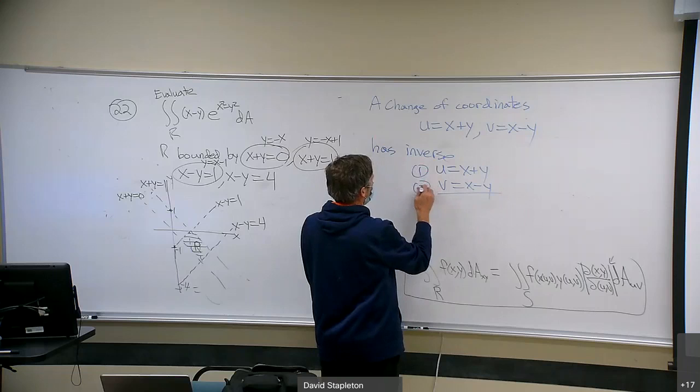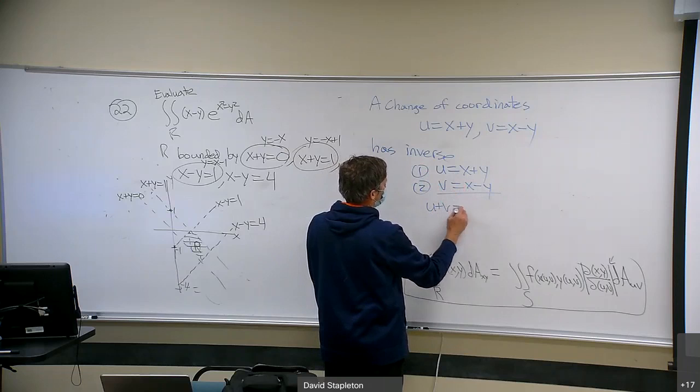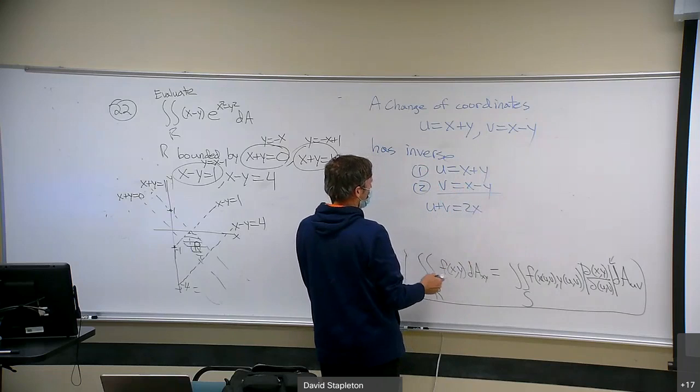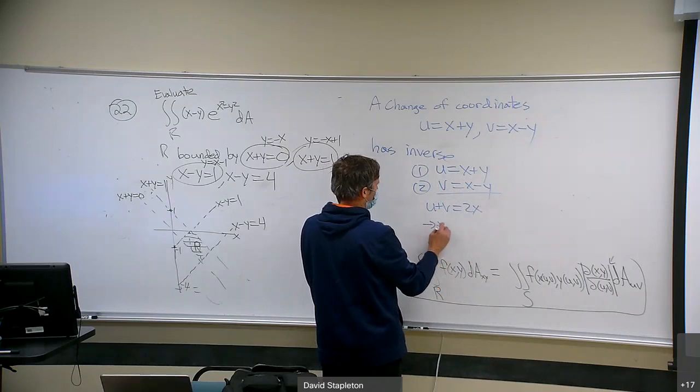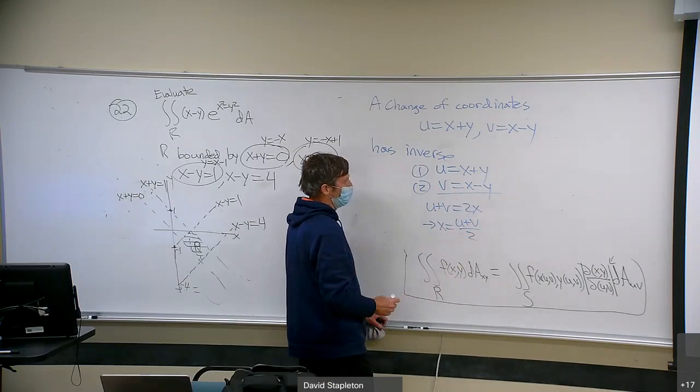If I call this equation 1 and 2, I can add them and get u plus v on the left equals 2x on the right plus 0. That eliminates y. That's the idea. I add these two to eliminate y. And this says that x equals (u plus v) over 2. There's the transformation going the other way.